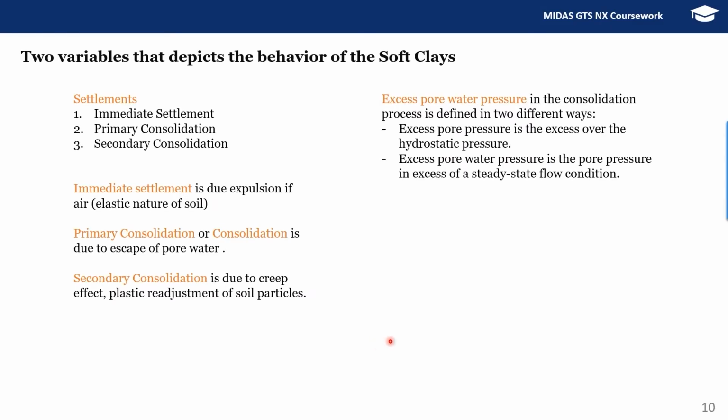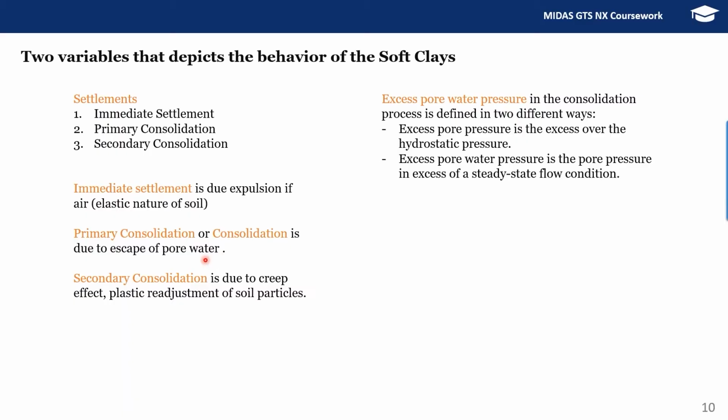And the settlements can be defined as three classifications: immediate settlement, primary consolidation, and secondary consolidation. Immediate settlement is due to expulsion of air, and that's the elastic nature of the soil. And then primary consolidation, or simply consolidation, is due to escape of pore water.